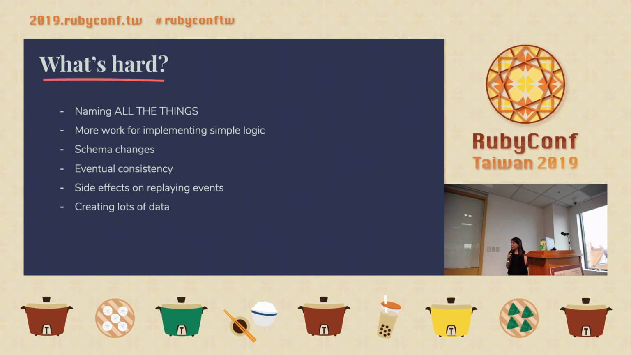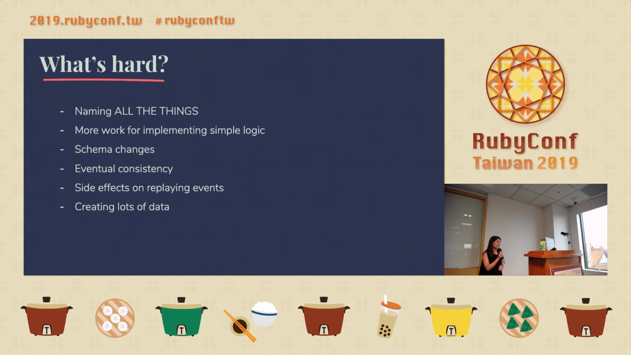So what's hard? There's a lot of new things in our system and a lot of new things that we have to give names to. And at the beginning, especially, there's a lot more work for implementing even very simple logic. So in our example, we started literally with one class that we read and wrote directly with, and it spawned about 5 or 10 classes that we needed to implement basically the same thing.